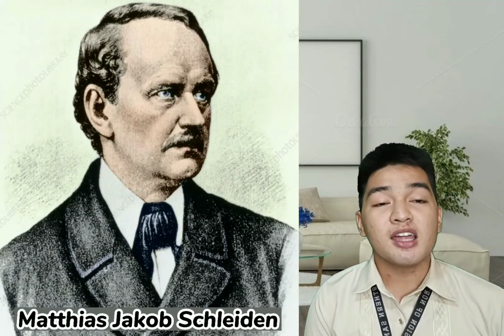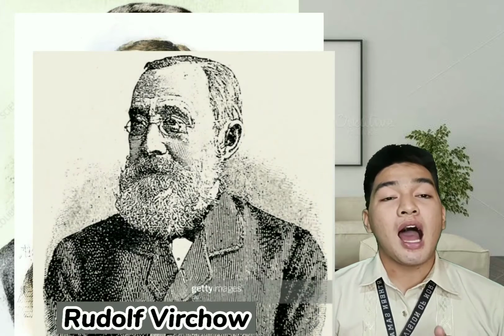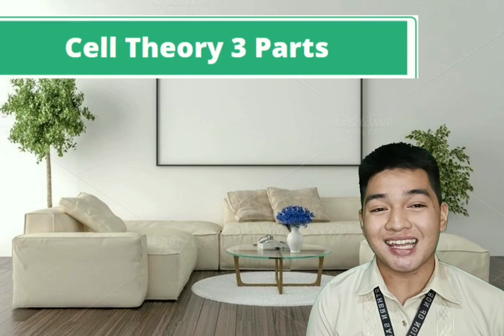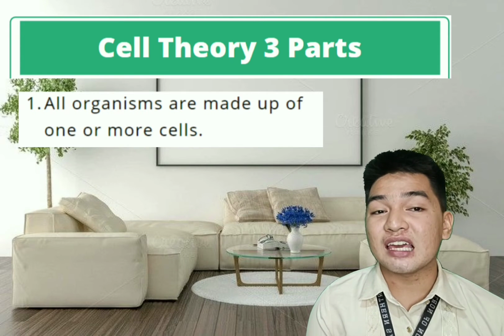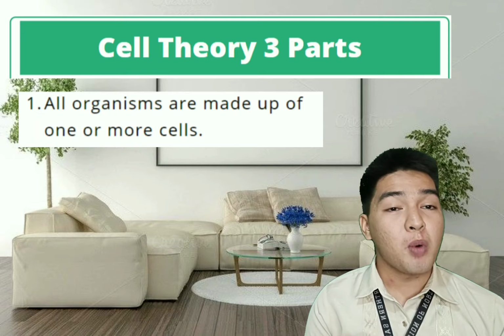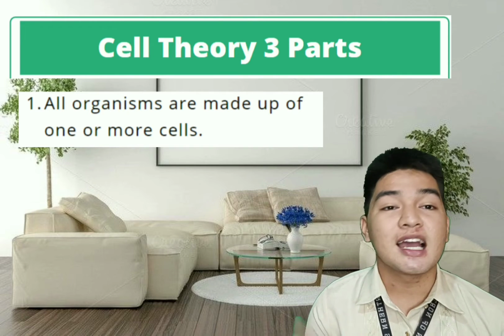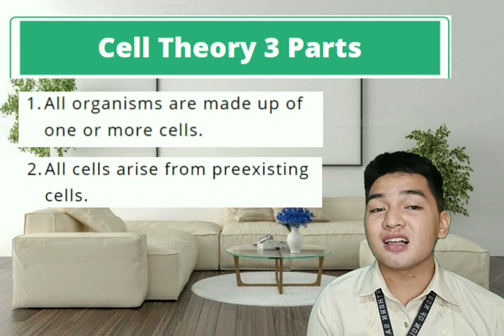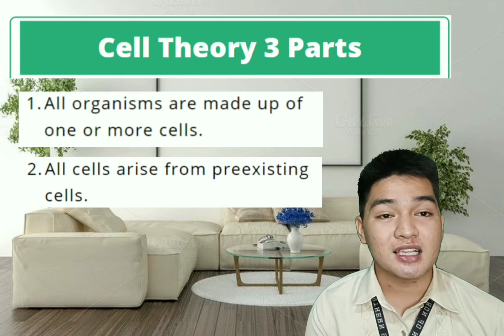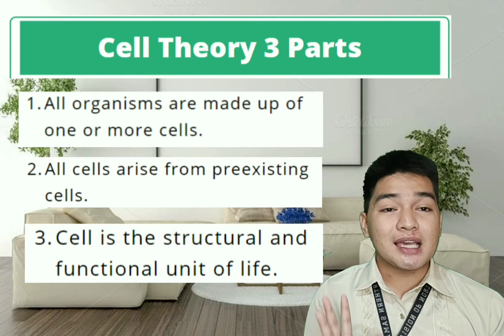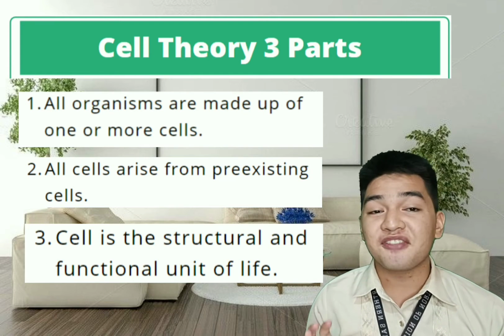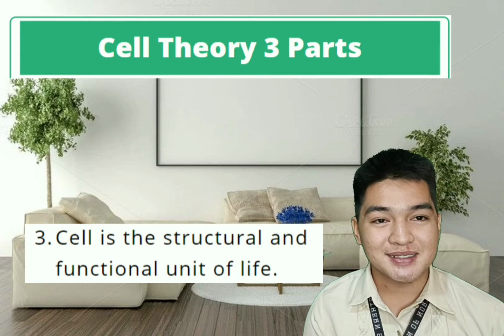After the discovery of cell, these major proponents in the name of Matthias Leden, Theodor Schwann, and Rudolf Virchow had promulgated the 3 major tenets of cell theory, which states that first, all living things are composed of one or more cells and cells product. Second, all living cells came from pre-existing cells by the process of cell division. And lastly, cells are the basic unit of structure and functions in organisms.